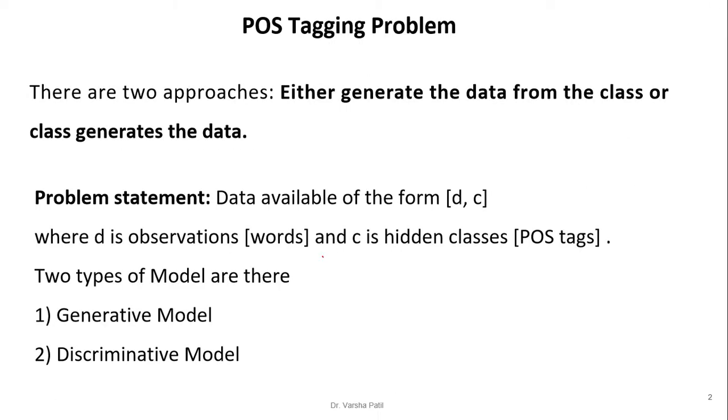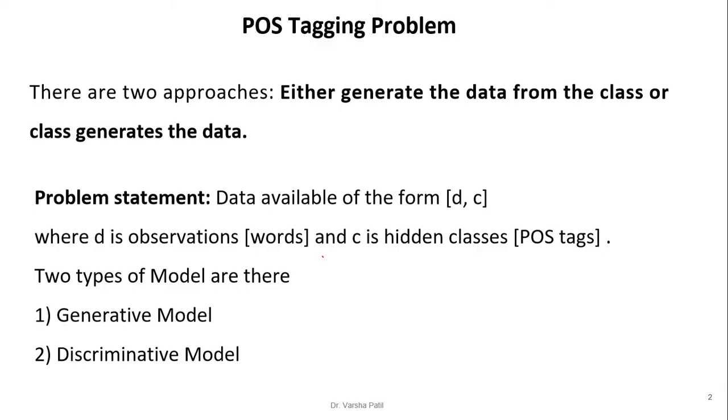Part of speech tagging problem. There are two approaches: either generate the data from the class, or the class generates the data. Problem statement: data is available in the form D, C, where D is the observation, that is nothing but words, and C is nothing but the hidden class. Here the hidden class is nothing but our part of speech tag.